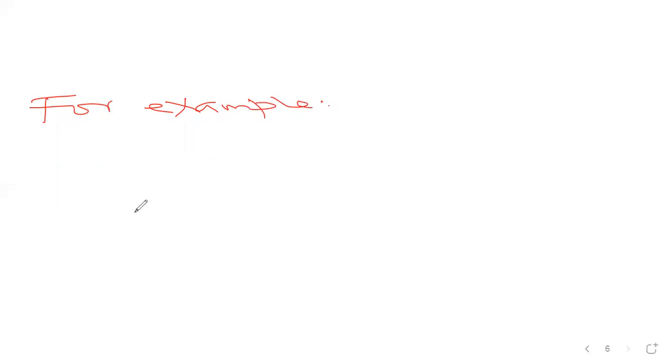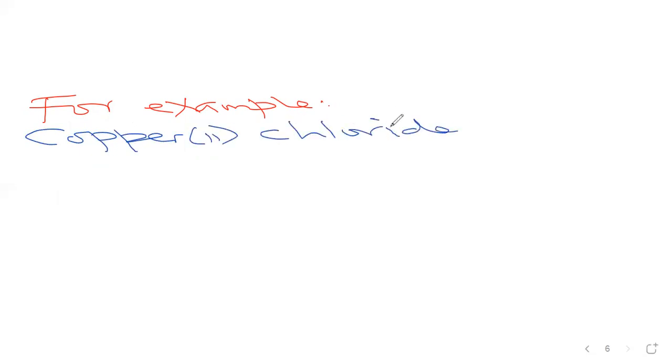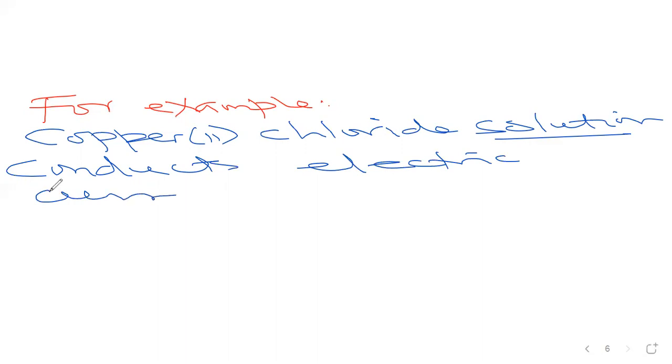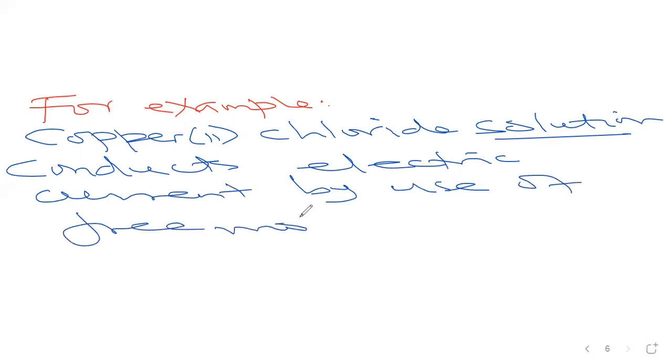The example I'm going to look at is copper 2 chloride. This one in its solid form doesn't conduct electricity, but it must be a solution to qualify to be an electrolyte. So copper 2 chloride solution conducts electric current. What does it use to conduct electric current? By use of what we call free mobile ions.